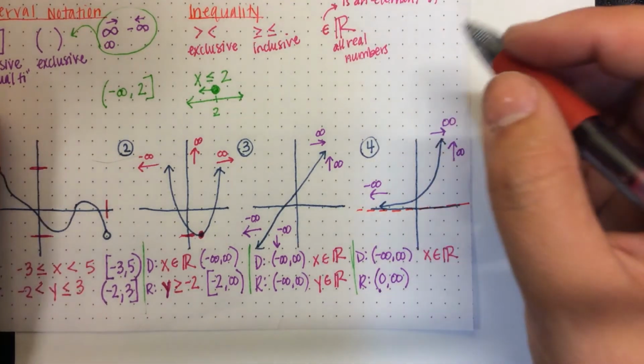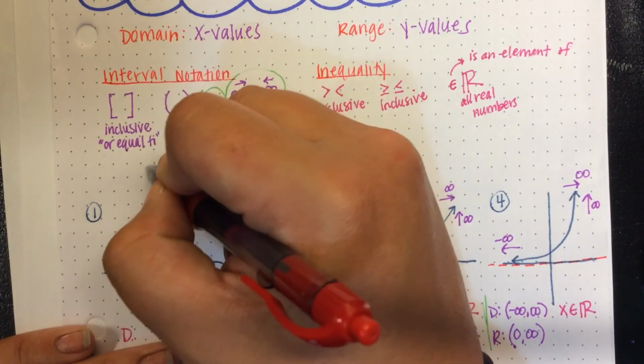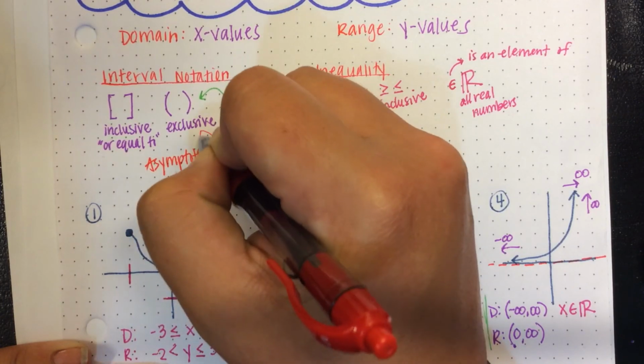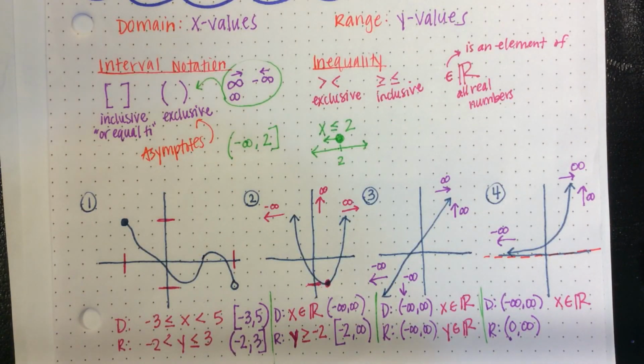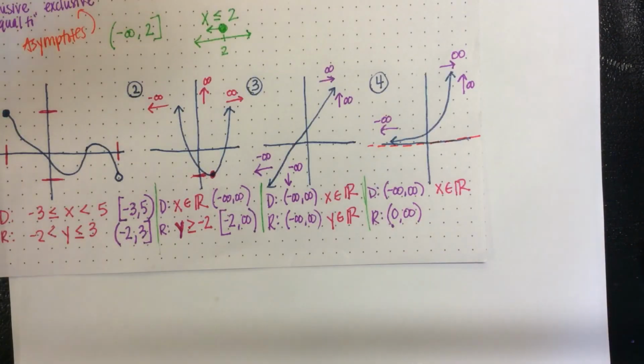Asymptotes, write it back up here. Asymptotes always get parentheses, just like infinities, because you never actually touch that asymptote. We never actually hit that value. But it is still a boundary, because I can't pick 0.01, because then there's also going to be 0.001. It can get smaller than that. So we use our asymptote as a boundary.